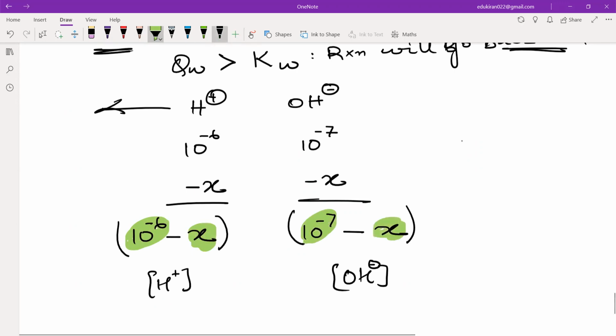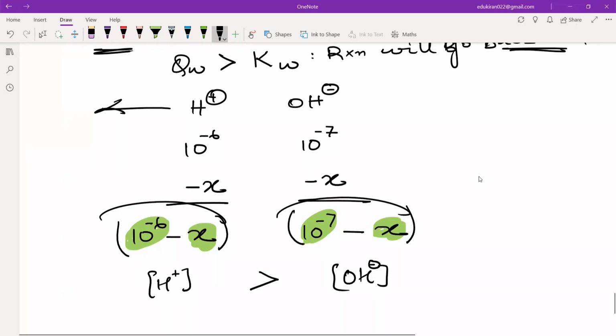Now you tell me which is higher? H plus or OH negative? Which value is higher, the minus 6 one or the minus 7 one? Please speak a little louder. Correct. Minus 6. All of you understand this? Yes or no? So the concentration of H plus will be higher.